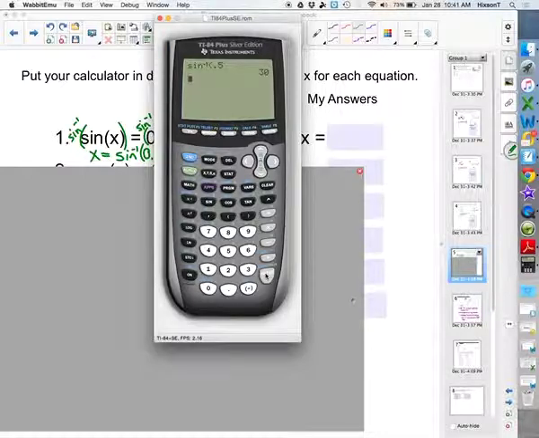Did anyone not get that with their calculators? Please notice this sine -1 is not a cosecant. This is an inverse sine, the arc sine. Cosecant, we would do 1 over sine, all right? And that would not give us an angle anyways. All right, so any questions about that so far?